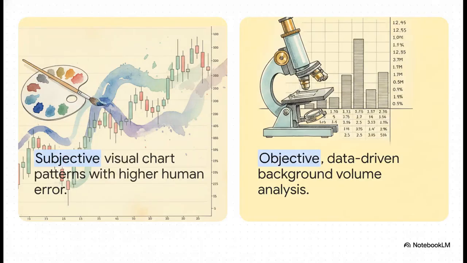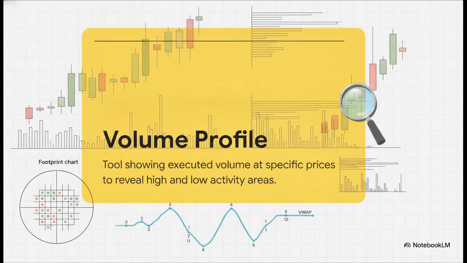The core difference between these two warring factions really comes down to art versus science. While price action is a subjective visual art, relying on how you personally interpret a chart pattern, order flow is an objective science. It's based entirely on unchangeable background volume data. With price action, your margin for human error is pretty high because you have to personally decide if a zone is important. But with order flow, the data simply tells you, plain as day, if the zone actually has activity or not. By utilizing tools like the volume profile, VWAP, or footprint charts, you simply don't have to guess anymore.